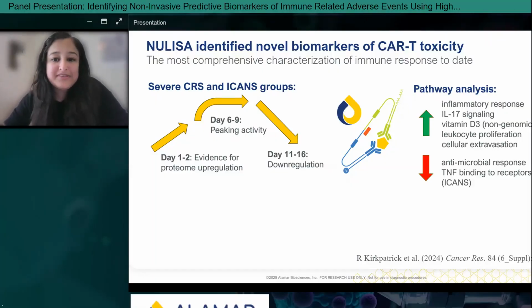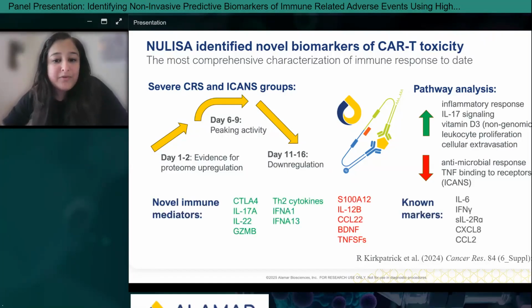And so these differences in the pathways between the CRS and the ICANS group suggest differences in underlying biological mechanisms that regulate these events and their temporal course. Apart from known markers such as IL-6 and IFN gamma, the NULISA multiplex panel was also able to identify novel mediators that had previously not been described in the context of CAR-T toxicity. And we're really excited to be exploring these further along with the Cleveland Clinic team.